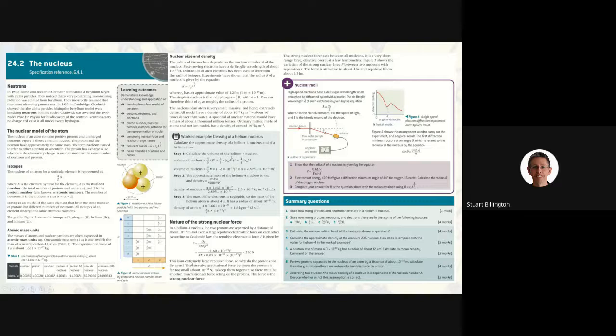This is the strong nuclear force that we've just been speaking about. So there's the Coulomb repulsion that you just did your calculation for. They've used slightly different numbers, which is why the answers come out differently. And then they relate it a little bit to some of the work you did for the de Broglie wavelength.